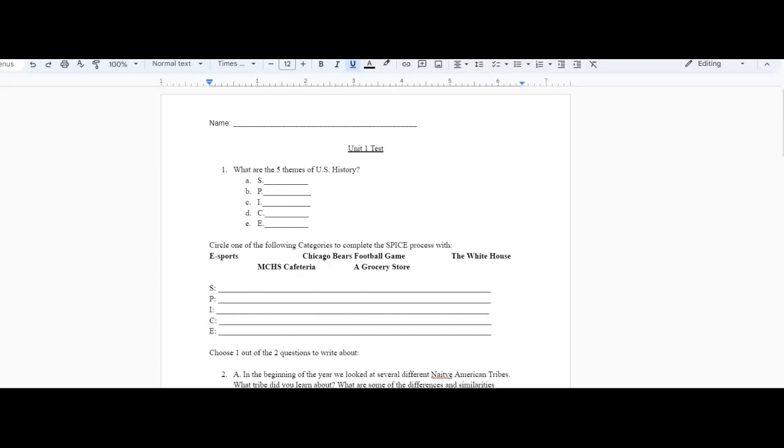For the next part of question 1, you need to circle one of the following categories to complete the SPICE process with. So it could be an esports event, a Chicago Bears football game or any football game, the White House, the MCHS cafeteria, or a grocery store. So for this one, going to have you list examples of where we see SPICE in whichever category you chose. So start by choosing one of those locations or events, circle it, and then list all of the SPICE examples that could go with it. List as many as you can.